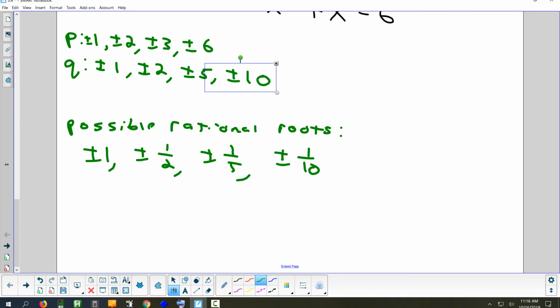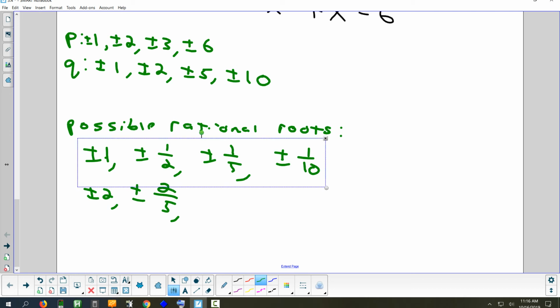Now let's do all the roots we could have with a 2 in the top. Can somebody start giving me those? Plus or minus 2, okay, plus or minus 1. And plus or minus 2 over 2, which reduces to 1, and we already have that one. Plus or minus 2 over 5. We don't have that one. Then plus or minus 1 over 5 because it reduces. Plus or minus 2/10, which is 1 over 5, and we already have that one. So we don't have to write it twice if we already have it.